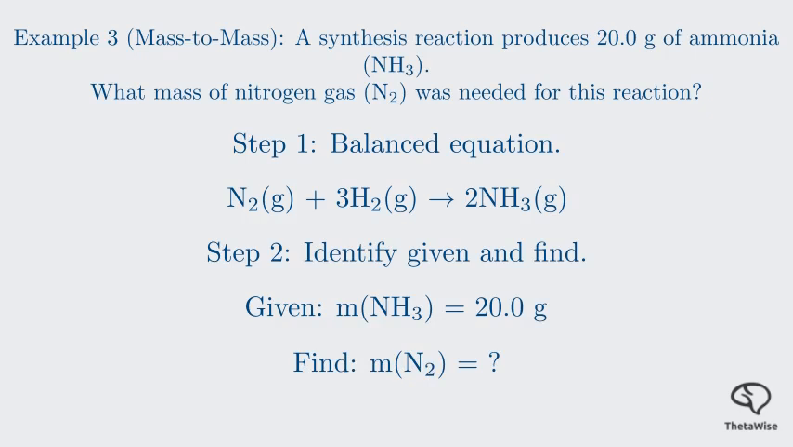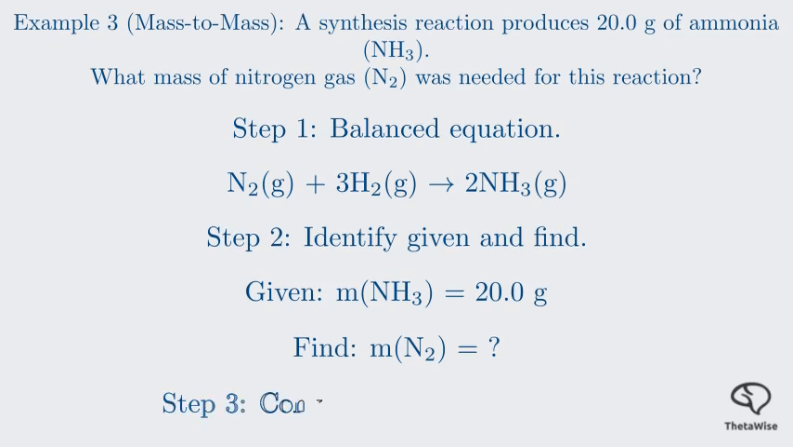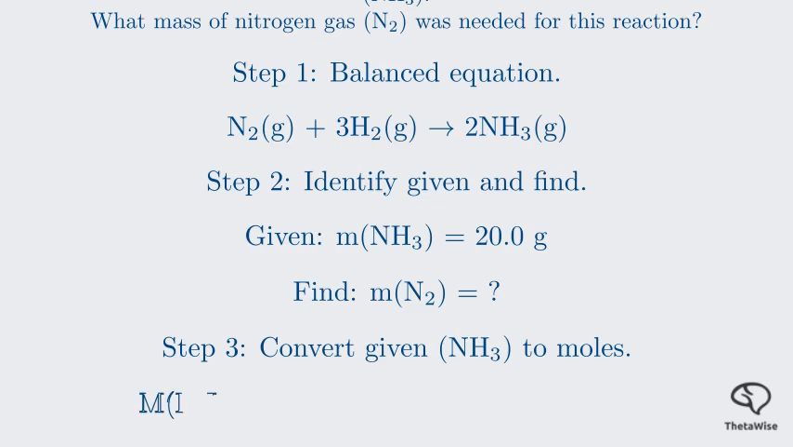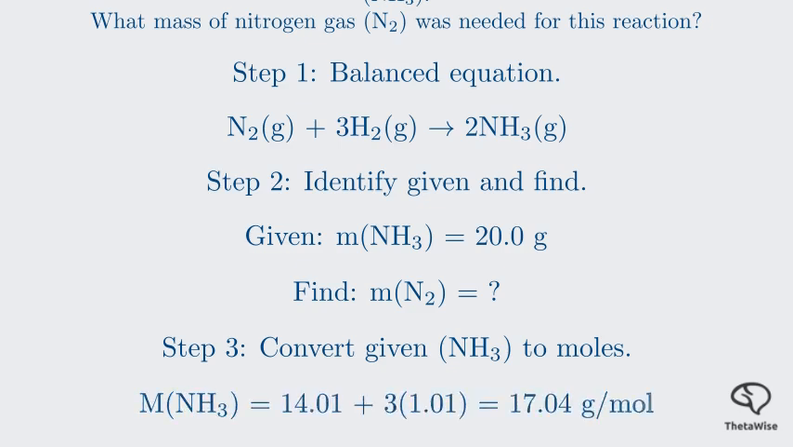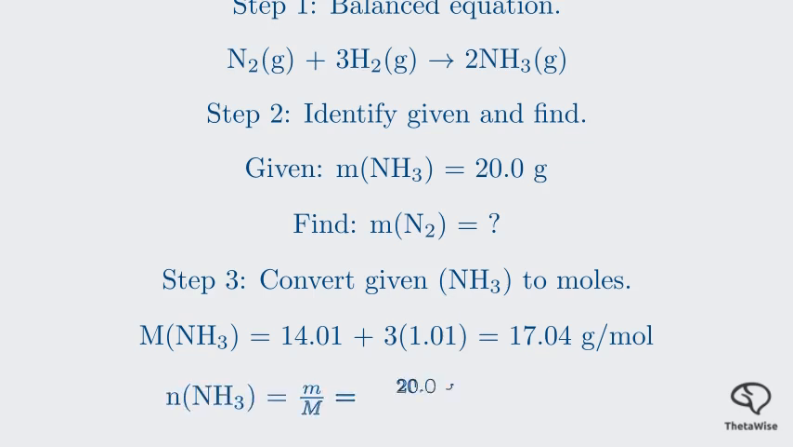This problem has 3 main steps: mass of A to moles of A, then moles of A to moles of B, and finally moles of B to mass of B. It's a 3-step journey across our mole island diagram. Step 3. Convert the given mass of ammonia to moles. The molar mass of ammonia is 17.04 grams per mole. Dividing the mass by the molar mass gives us 1.17 moles of ammonia.